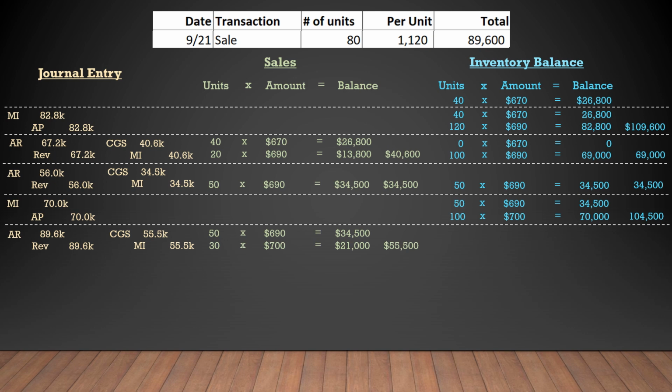Our remaining merchandise inventory will consist of just 70 units at $700 per unit, or $49,000. The entire oldest layer is gone, and only 30 units taken from the previous quantity of 100 units is how we arrived at 70.